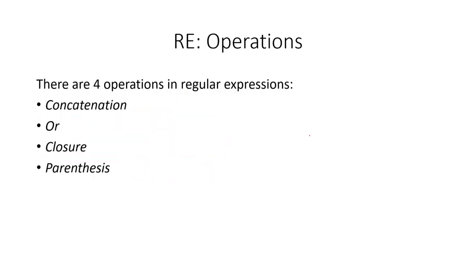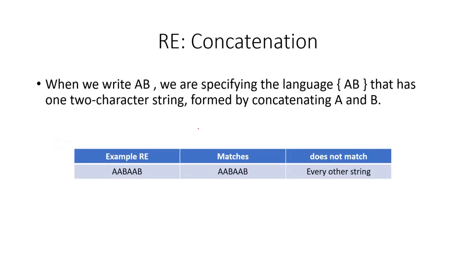A regular expression consists of four main operations. It's a concatenation, or, closure, or parenthesis. So what is a concatenation? Concatenation is a very simple operation where you just specify the exact patterns that you're looking for.